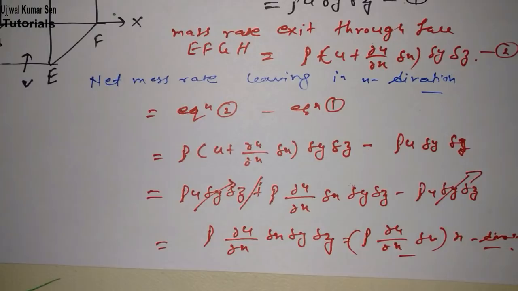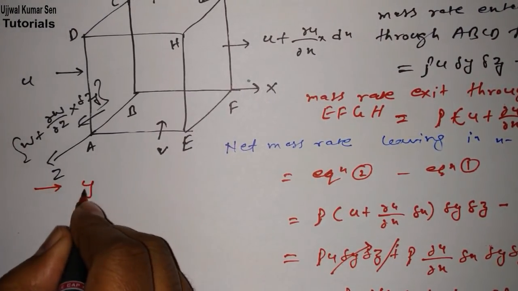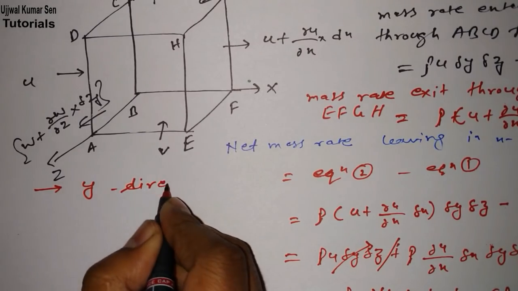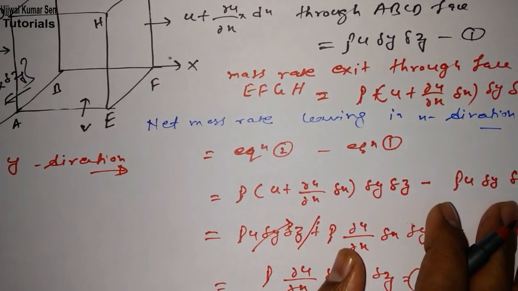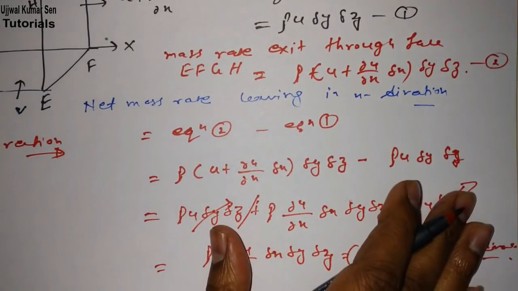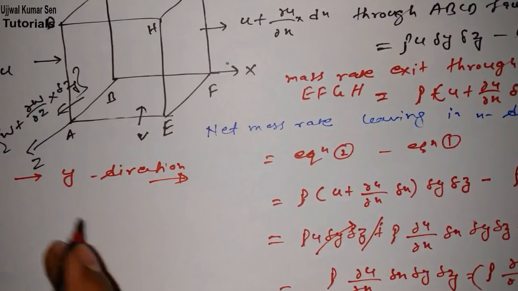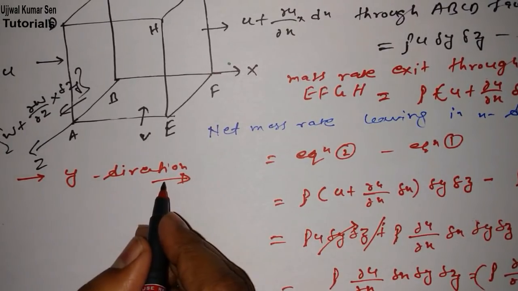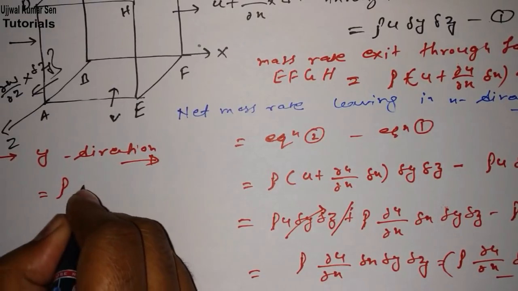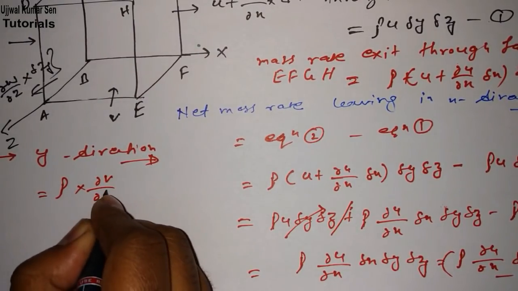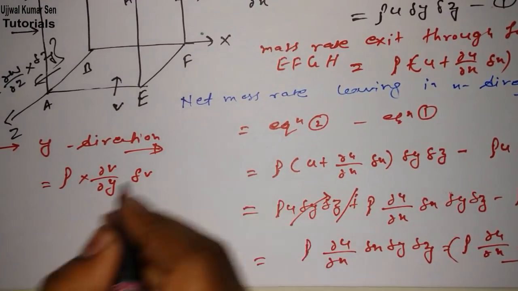Remember that. Now, simultaneously, you can say what will happen in the y direction. That is also important. We don't need to go through all these steps, because we have already shown how to find the net mass rate leaving in the x direction. Now we have to find the net mass rate leaving in the y direction, which you can guess: rho curly v by curly y del v. This is for the y direction.